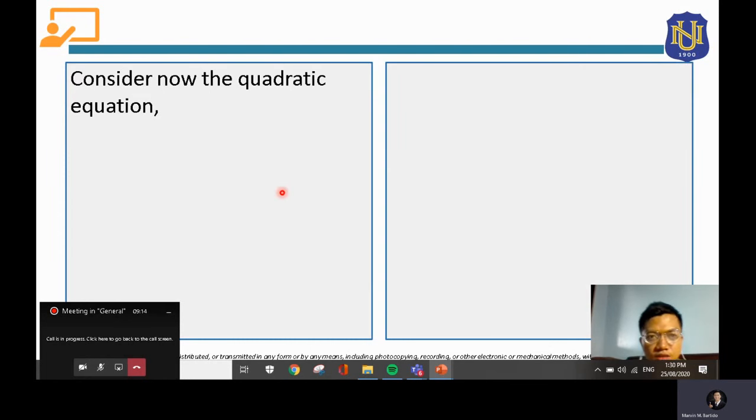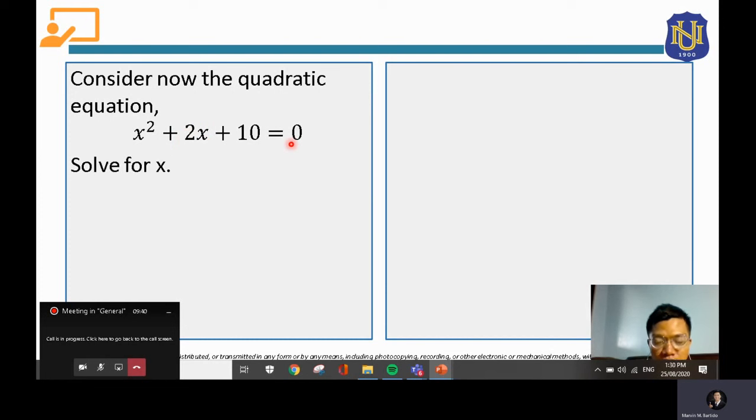Okay, again, so let's consider the following quadratic equation. So this is x squared plus 2x plus 10 is equal to 0. This is a different quadratic equation compared to the quadratic equations that we solved earlier, because this has a middle term. For this quadratic equation, if we're going to find its solution, so to solve for the value of x, we can use different methods.